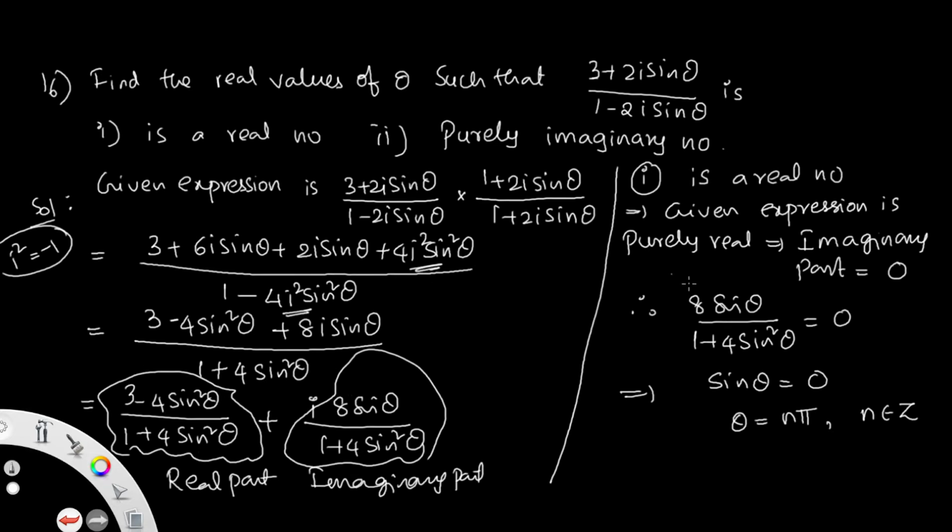The question is in the form: real part means the imaginary part should be 0. If it is a purely imaginary number, it means the real part of the given expression should be made 0. So next, go to the second page.